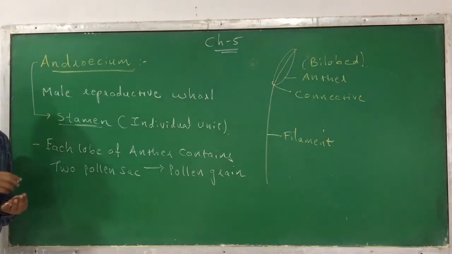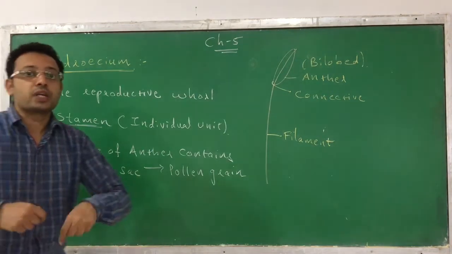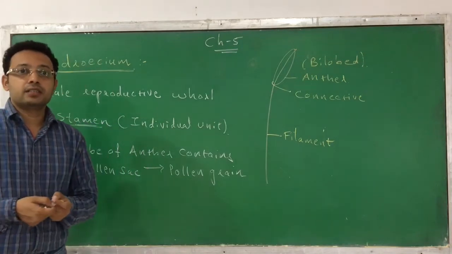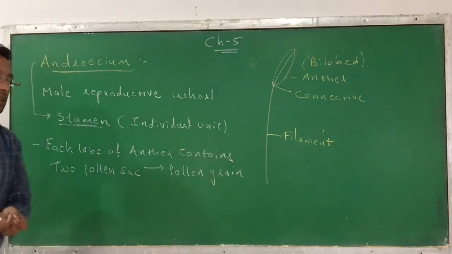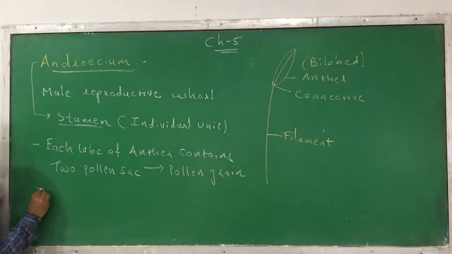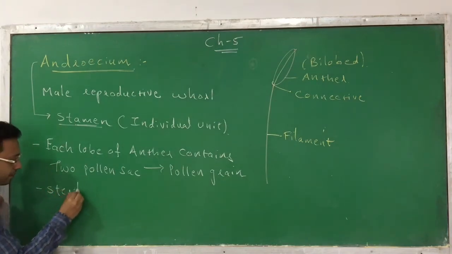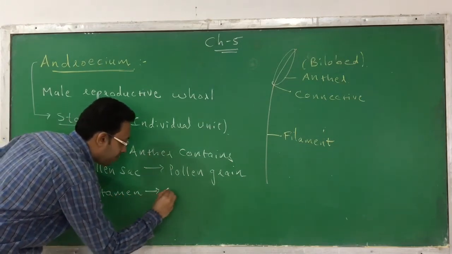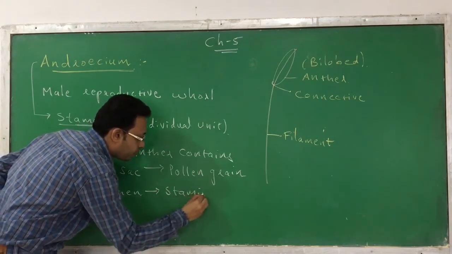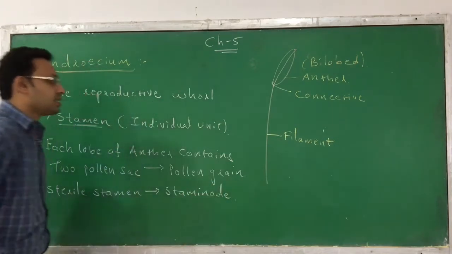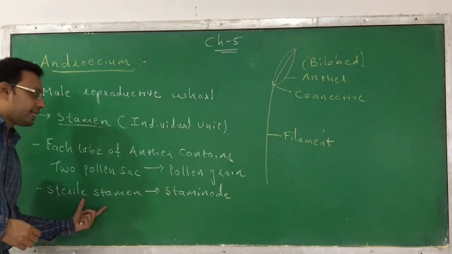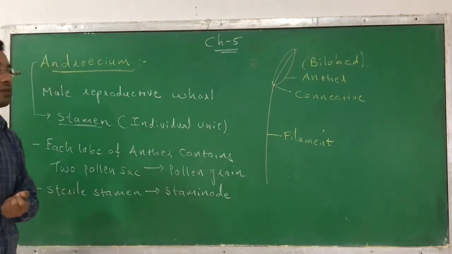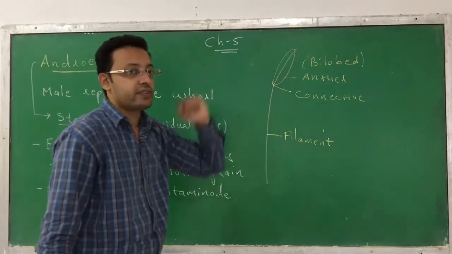Now, there are exceptions. There are stamens that cannot generate pollen grains. They are sterile, not capable of reproduction. Such a sterile stamen is called a staminode. Sterile stamen means the stamen which is not capable of reproduction; this is called a staminode. So this is the structure of a stamen.